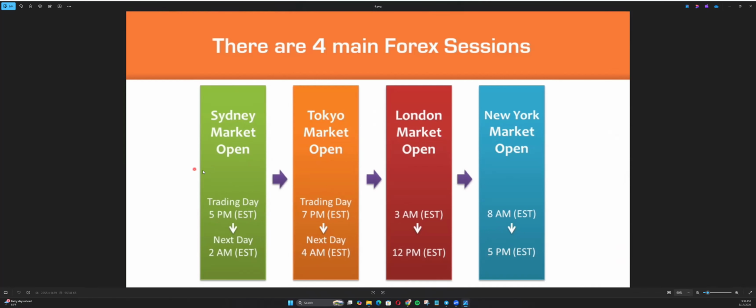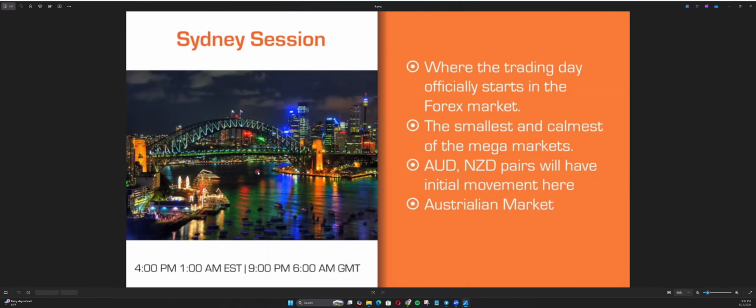The currency markets usually open on Mondays and close on Fridays. Within that Monday, you have the 4 sessions play out throughout the day, and then it comes back on Tuesday to start the next day and open the next market. So let's dive into them.